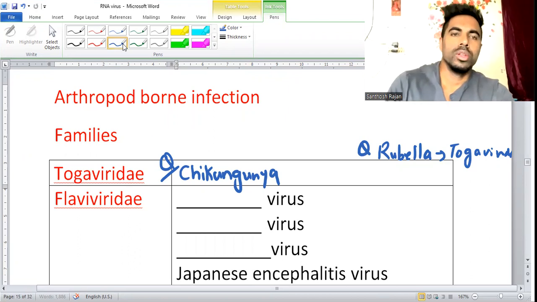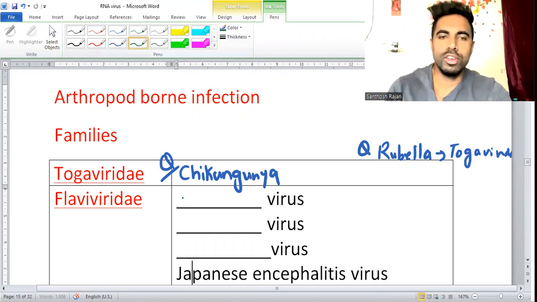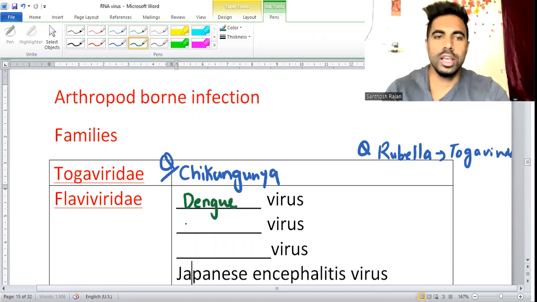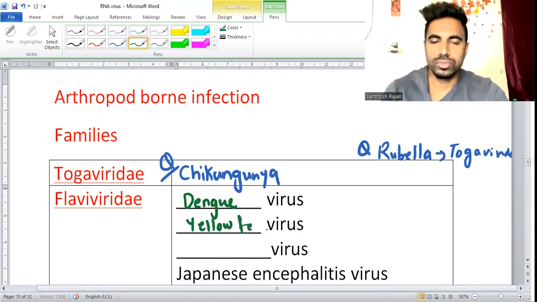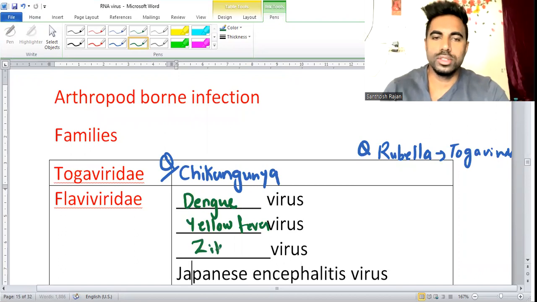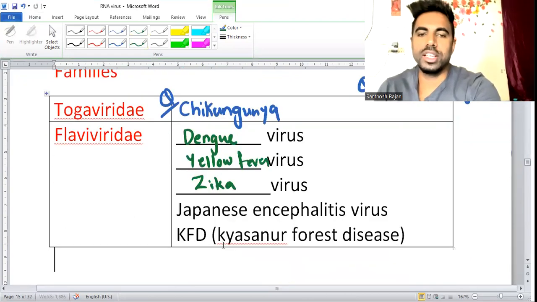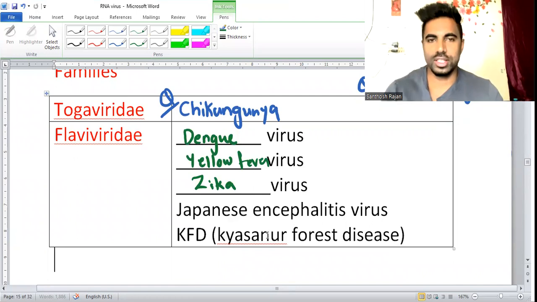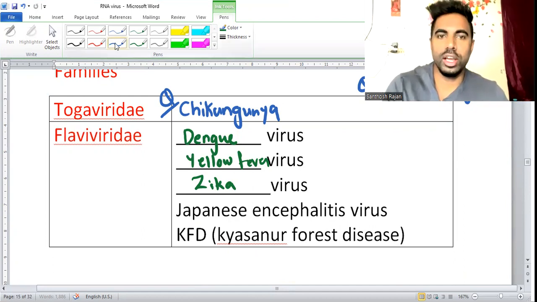Now, flavivirus. What are the important flaviviruses you know? Of course, dengue virus. And another important one is yellow fever. Very good. Yellow fever. And your Zika. And of course, your Japanese encephalitis and Kyasanur forest disease. They all are under flaviviruses. But one question here also. Except chikungunya, all these things will come under flaviviruses.